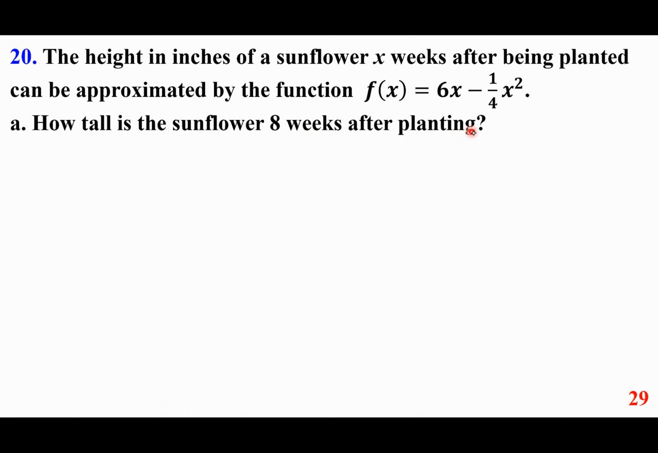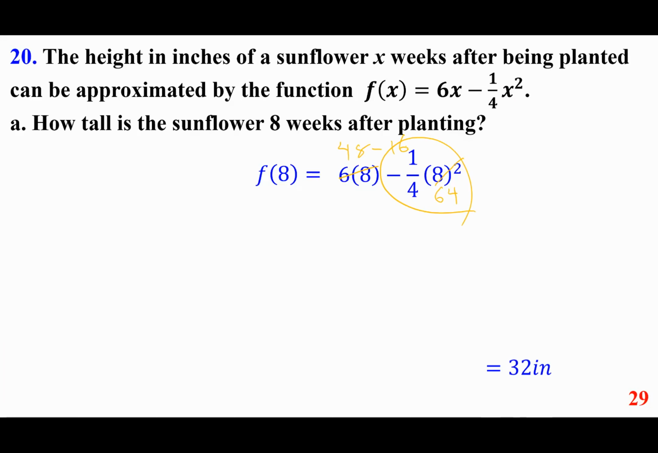Excellent. Simply put, class, you replace the x with 8. That's all there is to it. We are interested in f of 8. Replace the x with 8. So this is 6 times 8, minus 1/4 of 8 squared. Six times 8 is 48. 8 squared is 64. So 48 minus 1/4 of 64, which is 16. And the answer is 32. And pay attention to units. 32 inches. Anytime we do applications, we answer it back with proper units.